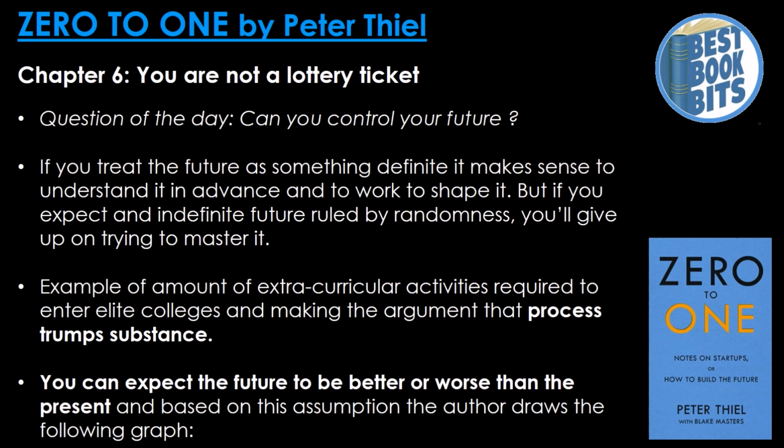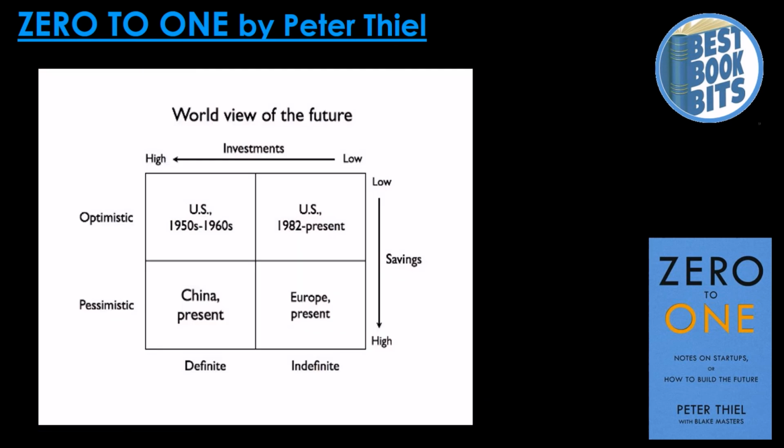Example of the amount of extracurricular activities required to enter elite colleges, making the argument that process trumps substance. You can expect the future to be better or worse than the present, and based on this assumption, the author draws the following graph. You'll look at the worldview. You've got pessimistic versus optimistic. You've got investments versus, down the bottom, definite and indefinite.